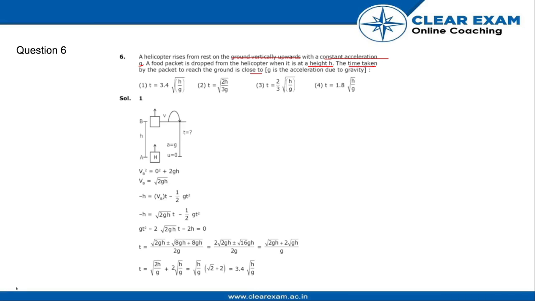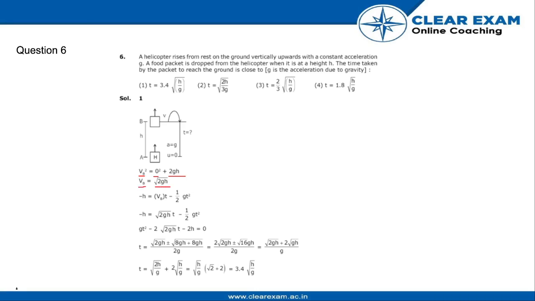So the initial velocity of the helicopter is equal to 0, acceleration is equal to g, and let's assume it reaches a velocity v at height h. v square is equal to u square plus 2as, so we'll simply put in the values. v square is equal to 0 square plus 2gh, or v is equal to root 2gh.